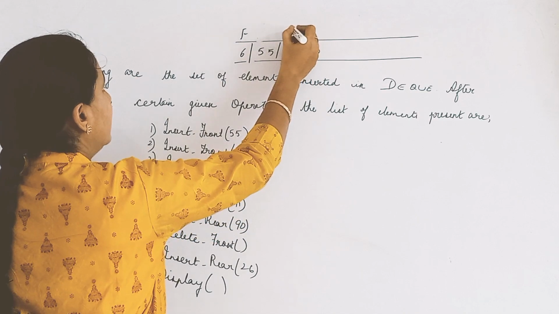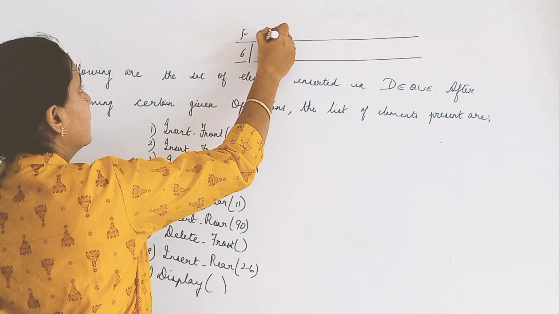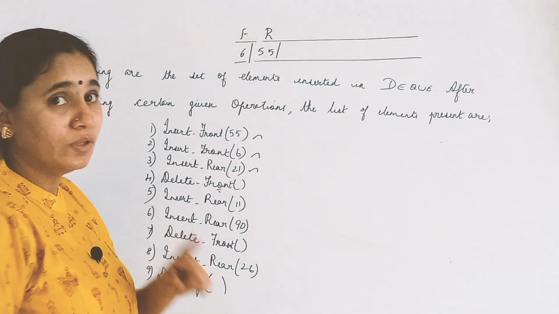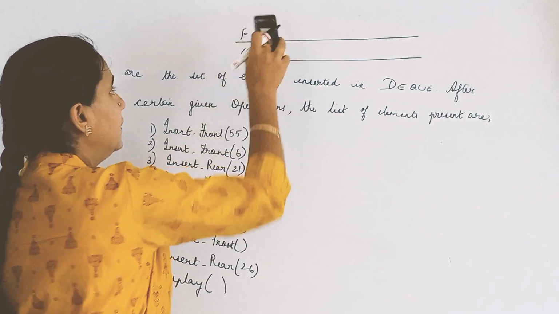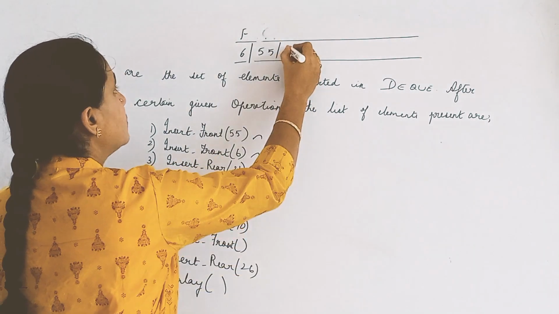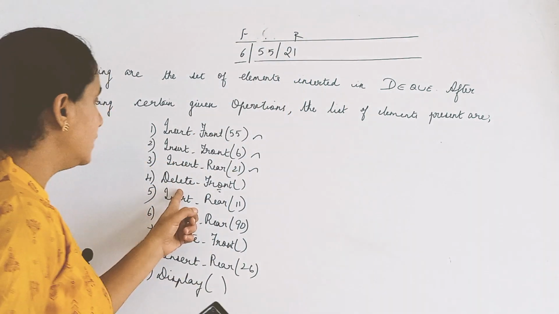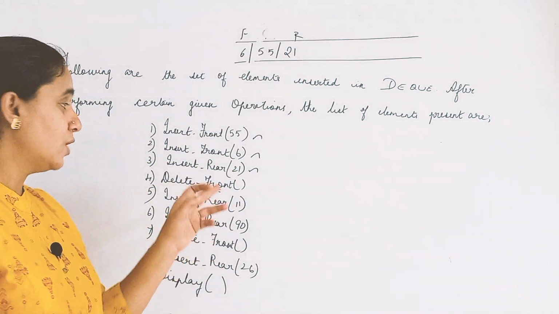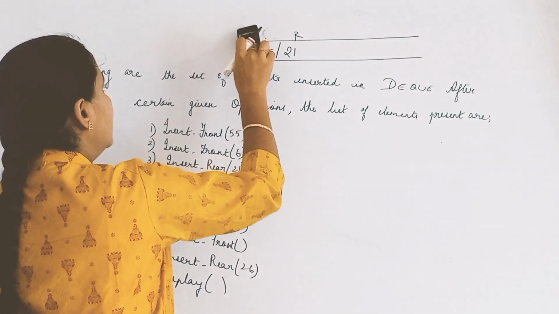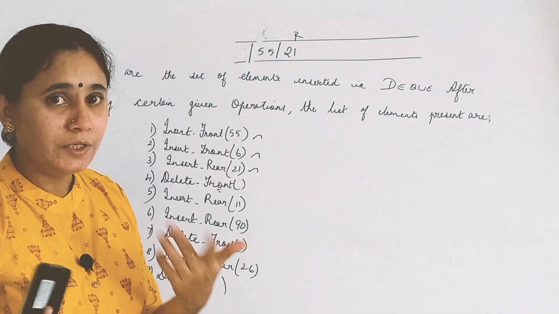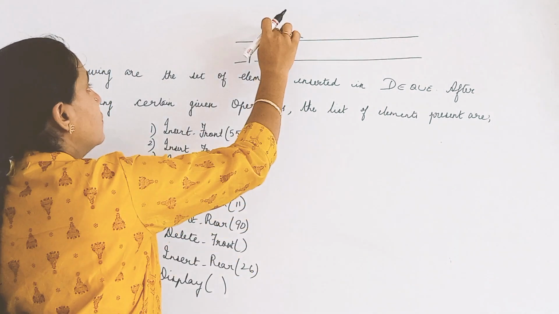This will be my rear pointer, isn't it? See, currently F is here and rear is here, isn't it? You all know that, right? Based on that I am continuing. Now increment the rear pointer and insert this 21. Now see the next one, delete front. I have to delete the element that is present in the front. By deleting the front element, 6 will be removed and front is going to point to the next first element.